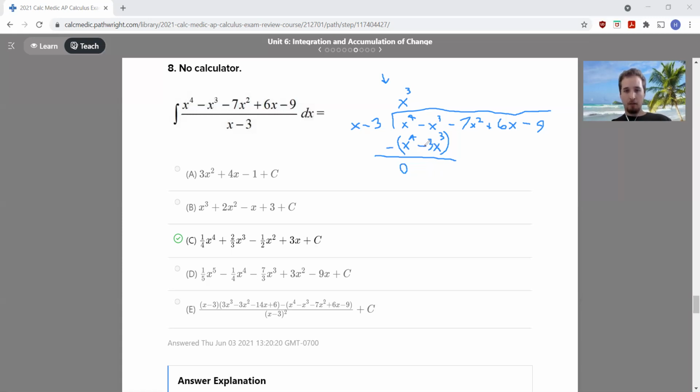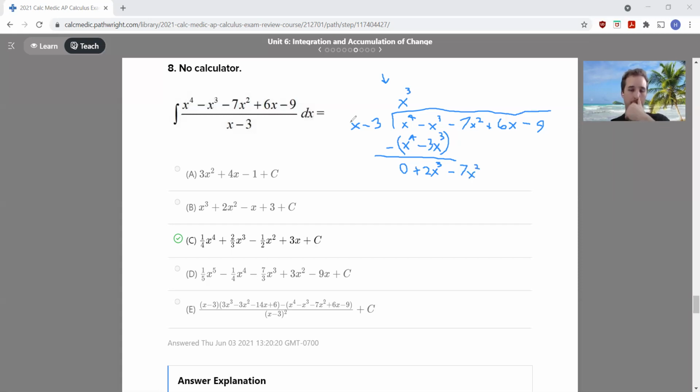Negative x to the third minus negative 3x cubed, well, this is actually going to turn into a positive 3x cubed. So minus x cubed, because it's a minus negative 3x cubed. So negative x cubed plus 3x cubed is going to be a positive 2x cubed, or 2x to the third. And so we're going to drop this 7x squared down below.